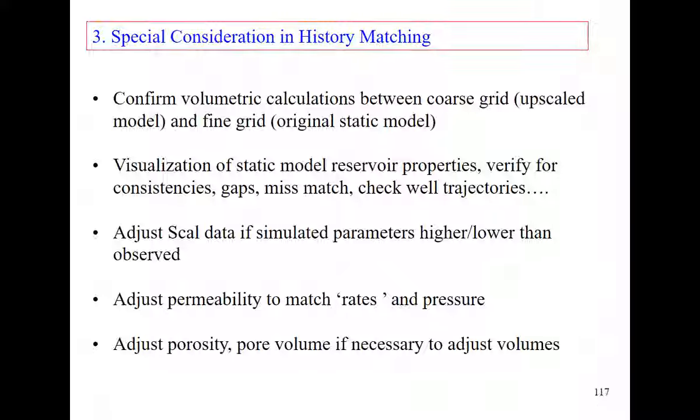So we have to adjust the scale data if simulated parameters are higher or lower than observed. This generally happens. We adjust permeability to match rates and pressure. It's a global permeability or local permeability of a given area that we have to change to match. We may change also porosity, pore pressure, pore volume, if necessary, to adjust the volume. So these are the considerations we take for history matching.